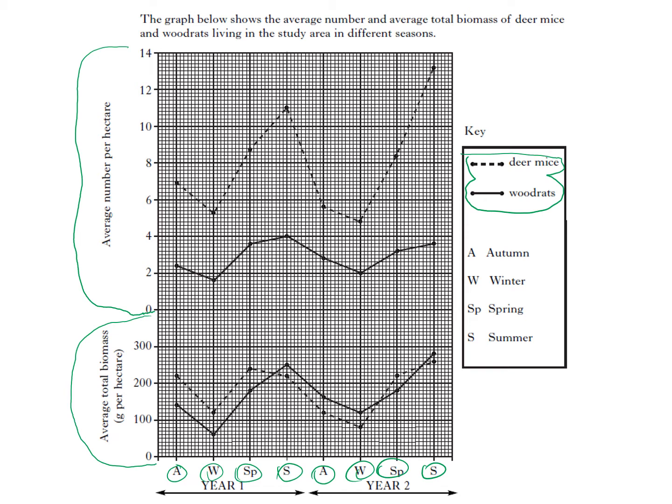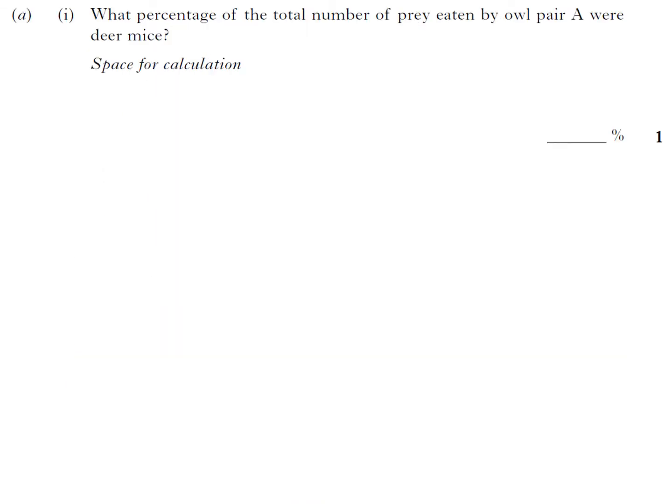We've got the average number per hectare, so how many of them were found in a particular area. And then we've got how much it weighed in a particular area. So in autumn, say, year 1, you went and found all of the wood rats that you could find. And if you weighed all the wood rats that were in 1 hectare, this is how much they weighed in total. It's a fairly complicated graph. But as long as you don't panic, it's okay.